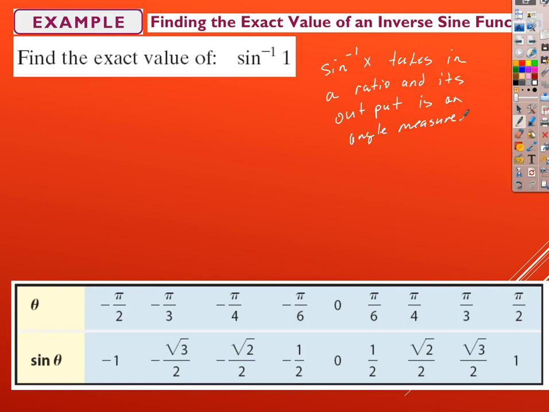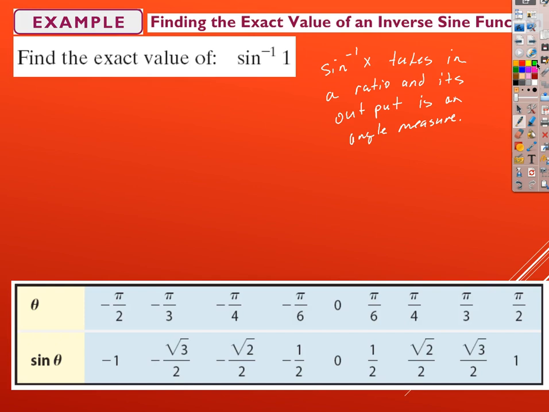So now if I look at this, find the exact value of sine inverse of 1. I have to think about where sine is equal to 1 on negative pi over 2 to pi over 2. And yes, this is something that you should probably start memorizing again. Get back in the swing of things. It's been a long 2 weeks. So I've helped you out here.